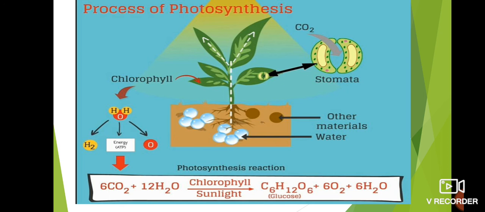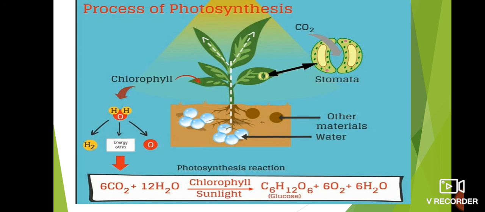Next, the root absorbs water and other materials. Other materials means iron, nitrogen, phosphorus, minerals, and these are transported into the leaves and other parts of the plant. The green pigment present in leaves, known as chlorophyll, absorbs sunlight, and with this energy water molecules are broken down into hydrogen and oxygen, releasing energy in the form of ATP.